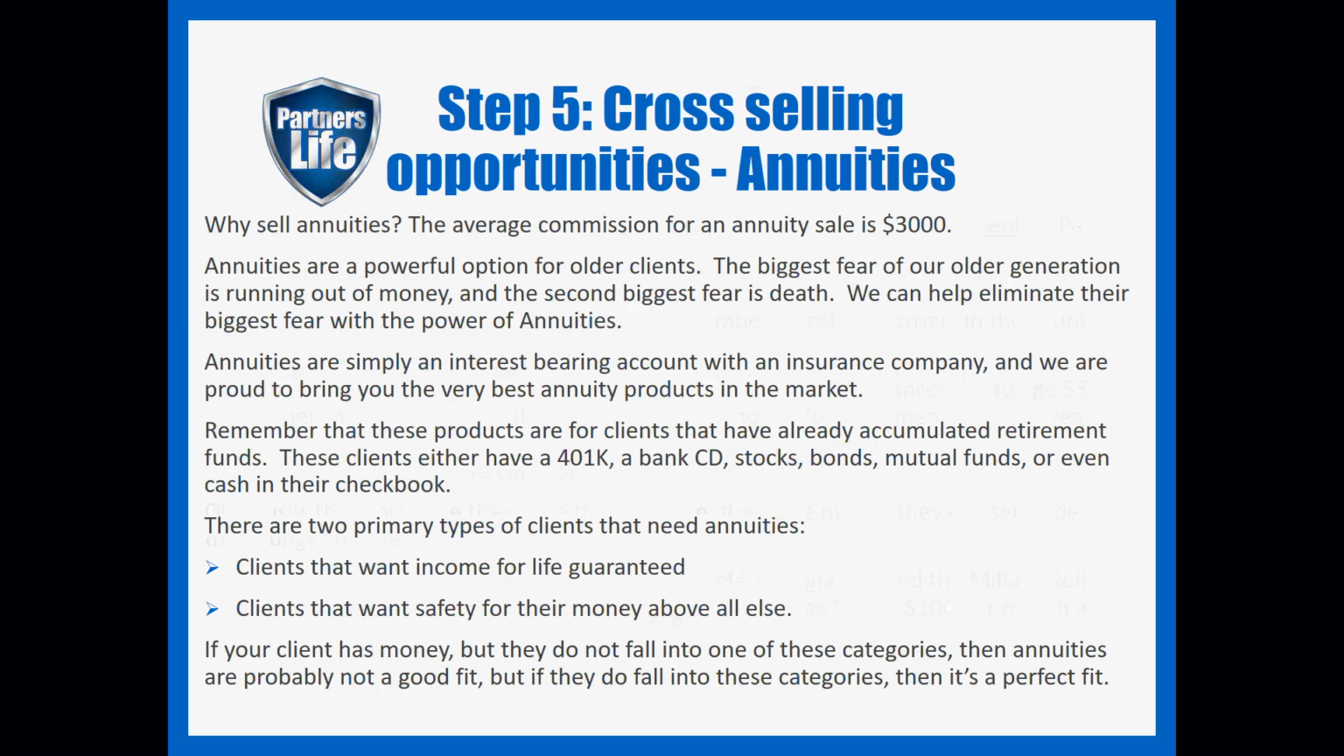Cross-selling opportunities, annuities. Why sell annuities? Why sell any of these products? Well, when you're selling life insurance policies, the average commission might be $700 a piece. The average commission in the annuity sales and in the IUL sales, for that matter, is roughly $3,000. So when you find one of these sales, it's going to be a much bigger commission, and sometimes it's a lot bigger. I recently sold an annuity that generated a $20,000 commission.